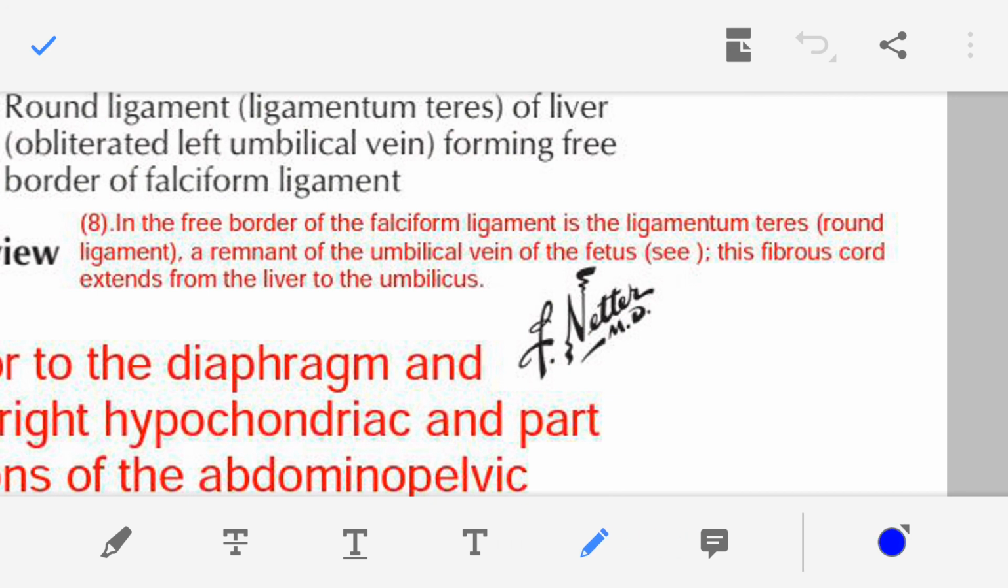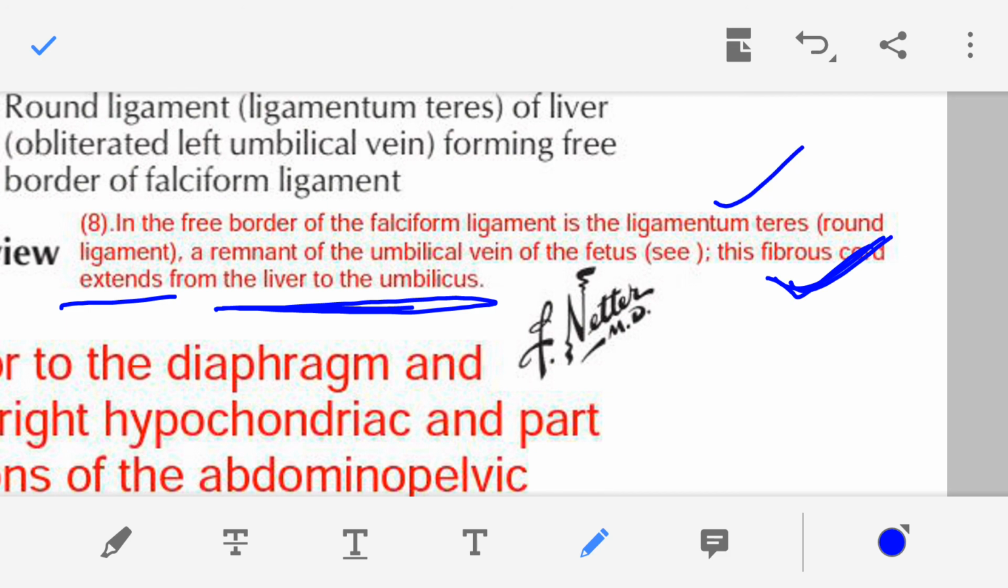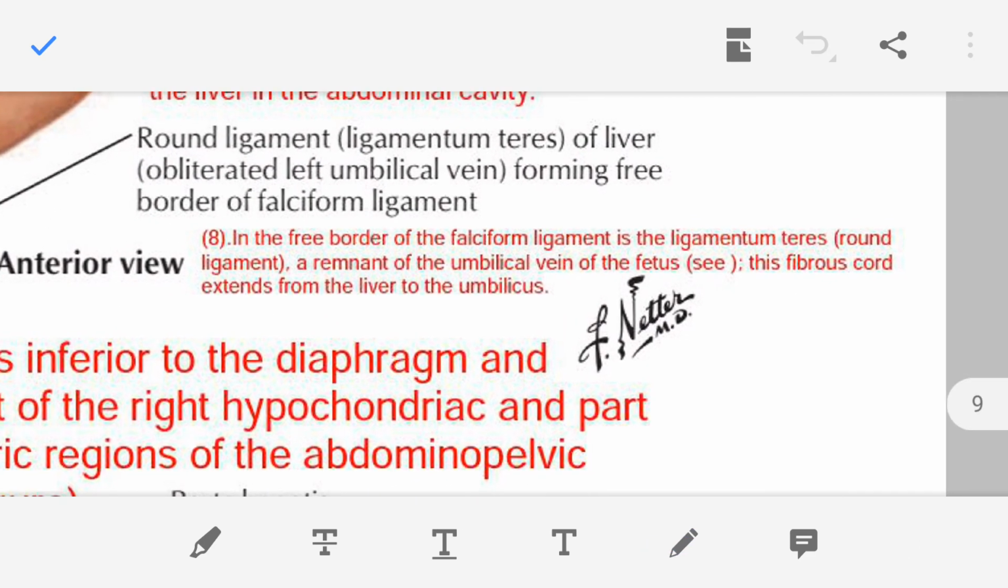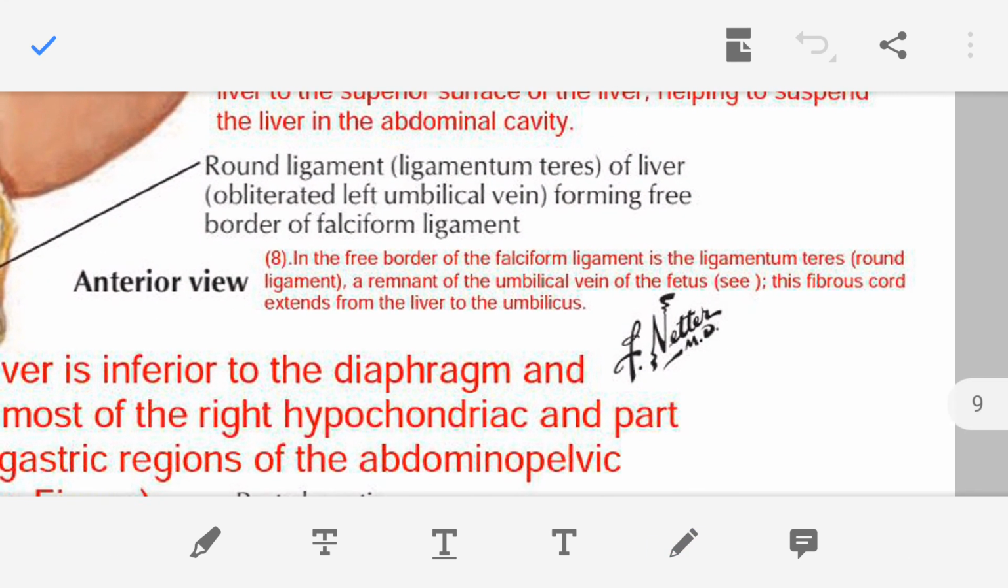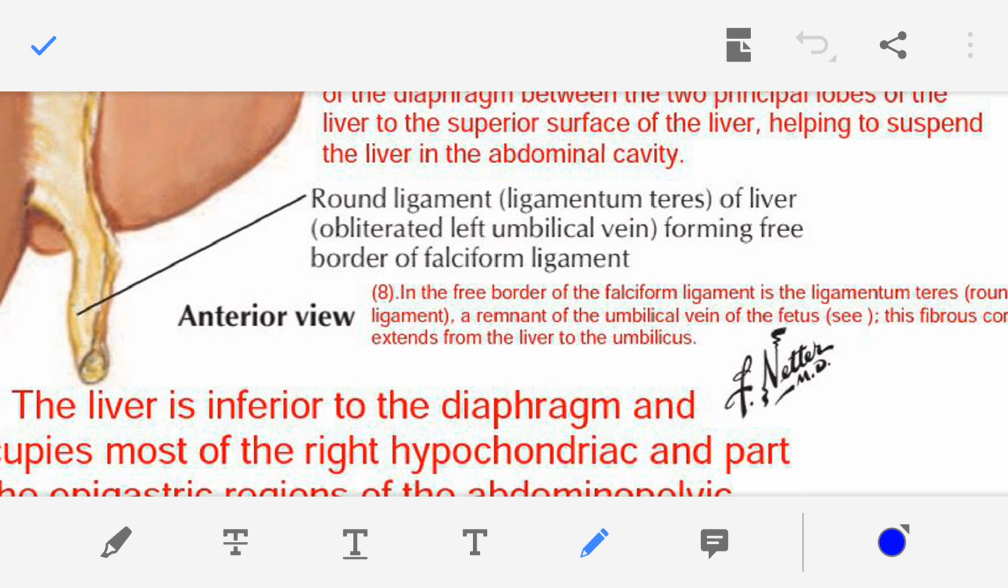Now this fibrous cord is extending from the liver to the umbilicus. So this fibrous cord, this ligament, extends from the liver to the umbilicus. So this is the 8th point, round ligament, ligamentum teres.